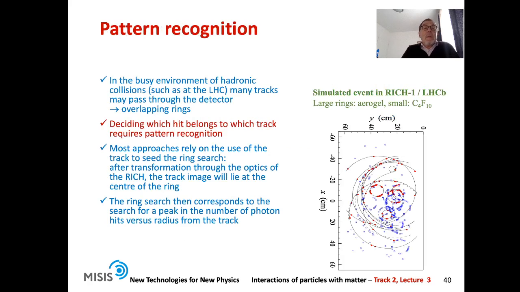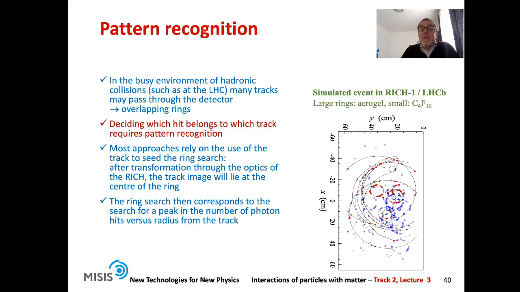In a real experiment, in particular working at hadronic collisions, such as LHCb, for instance, many tracks will be seen in your detectors, and this will lead to many overlapping rings. And deciding which hit belongs to which track requires rather complicated pattern recognition. You see at the right the simulated events in one of the RICH detectors of LHCb.